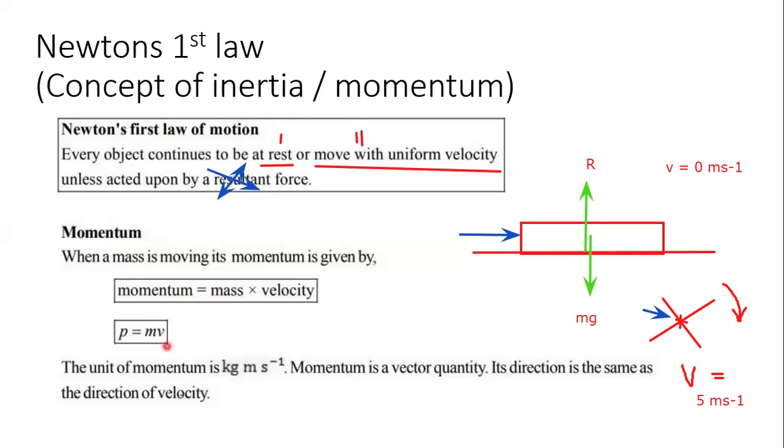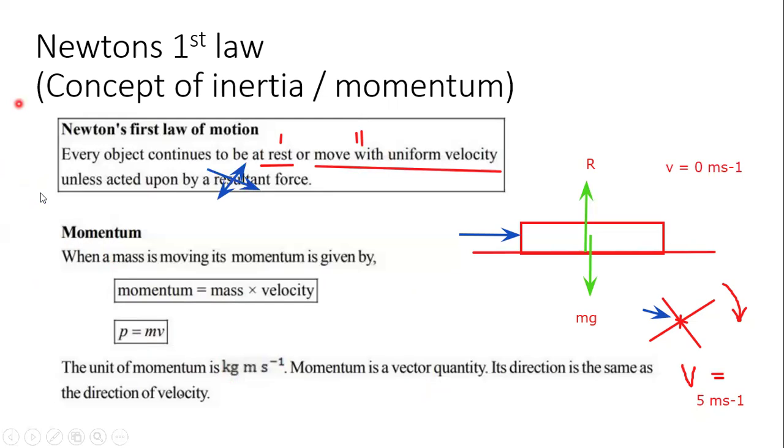M means kilograms, v means meters per second, ms^-1, right? And this is also a vector quantity. Vector means it has a magnitude as well as a specific direction. And if you understand this momentum concept, I'll ask a question now.